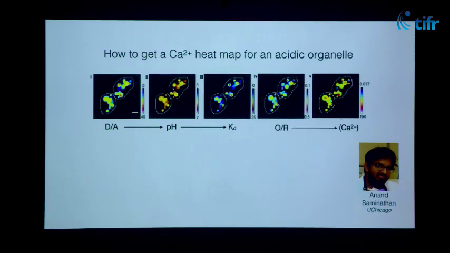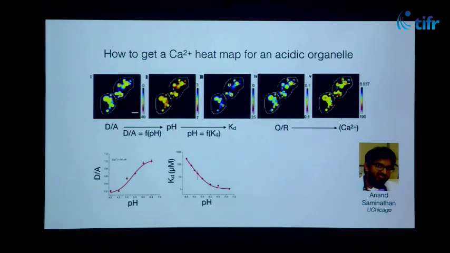So I showed you how to get this D by A map, right? We already know you can describe this D by A as a function of pH by an equation. You can convert this D by A map into a pH map, right? We already know how pH changes as a function of the dye binding affinity. I showed you that map earlier. And so you can convert this pH map into a KD map, right?